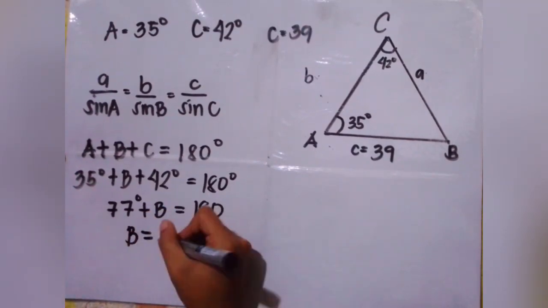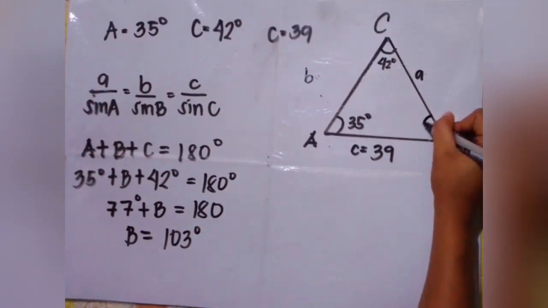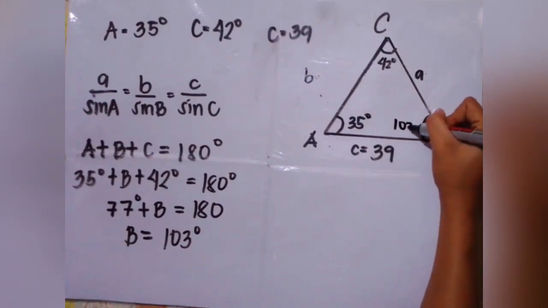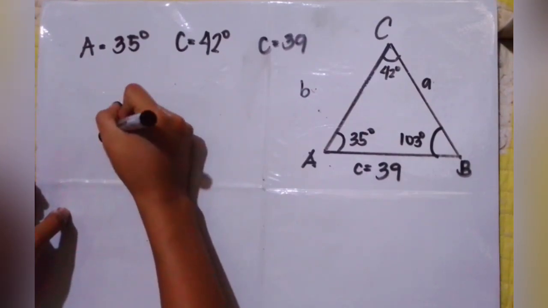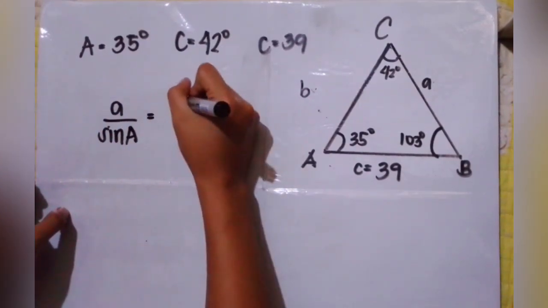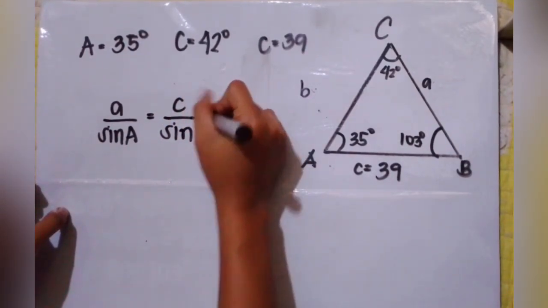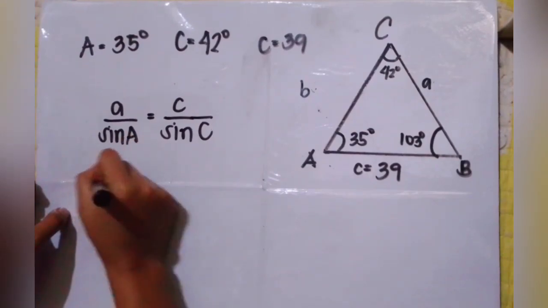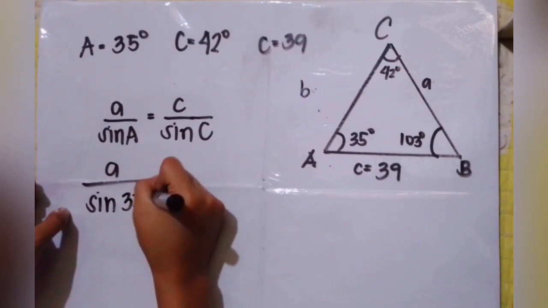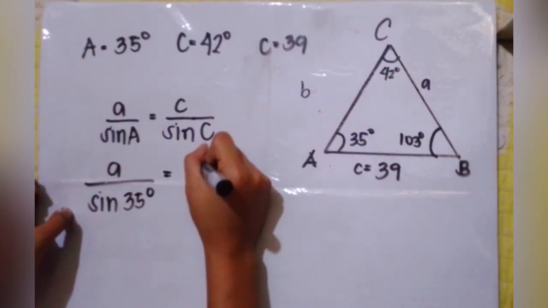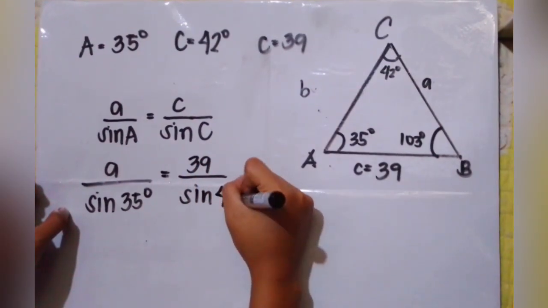Angle B is equal to 103 degrees. Therefore, our angle B is 103 degrees. We're going to use the law of sines to find the side A. A over sine A is equal to C over sine C. Then we substitute the values. A over sine 35 degrees is equal to our side C, which is 39, over sine 42 degrees.